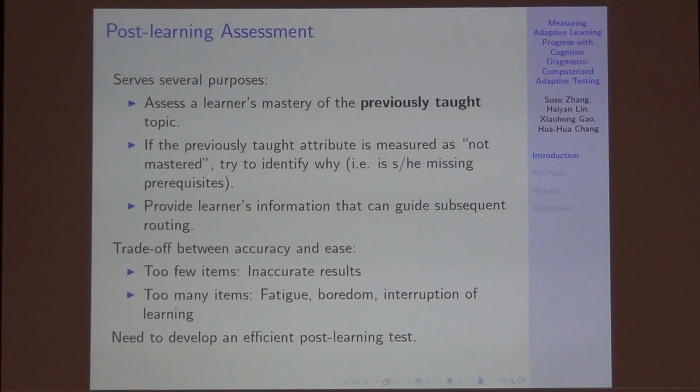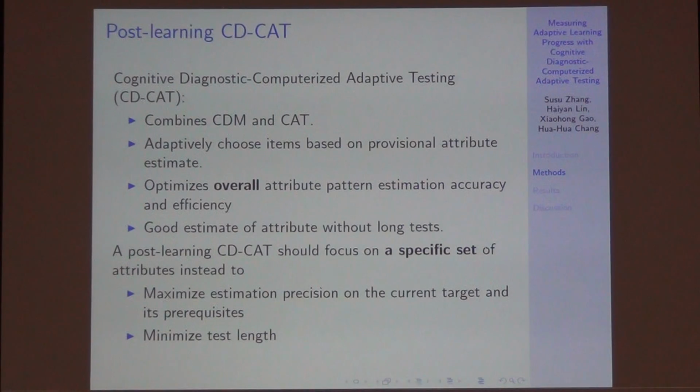However, if we have many items, especially in the case of continuous assessment in the learning process, where we have to update the attribute pattern after each stage of learning, it can cause severe fatigue or boredom and also interruption of learning for the student. So we want to develop an efficient post-learning test using CDCAT.